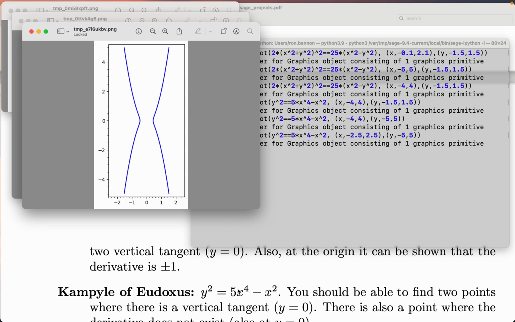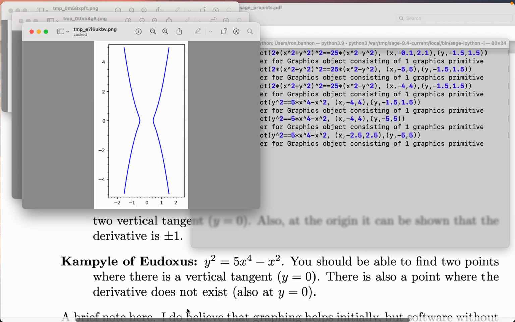You should be able to find 2 points where there is a vertical tangent, and they say that occurs at y equals 0. This is y equals 0. And I'm kind of seeing that over here. Now, I could zoom into that to make it look better, but right now I'm kind of agreeing with that. And there's also a point where the derivative does not exist at y equals 0. You know what? I'm not really seeing it.